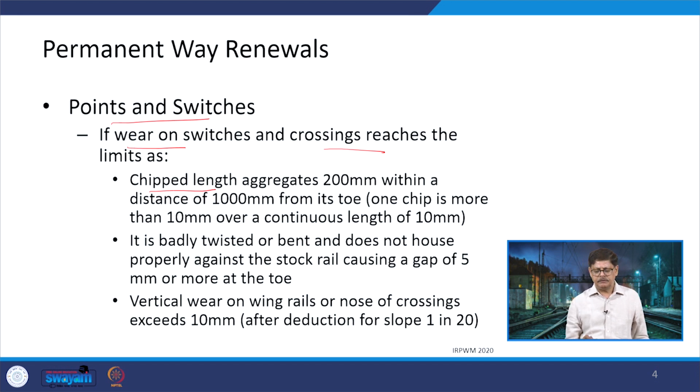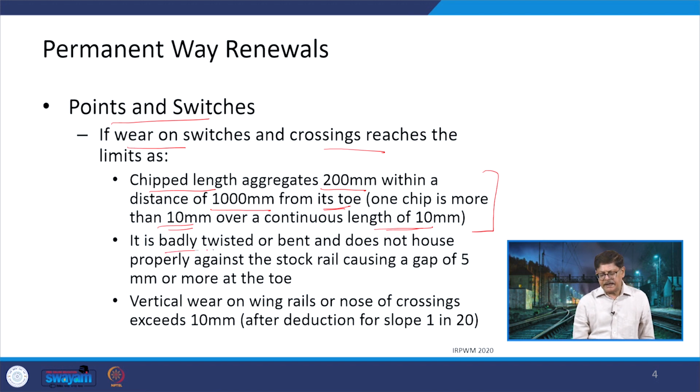Now, this chipped length aggregates 200 mm within a distance of 1000 mm from its toe, and one chip is considered as 10 mm over a continuous length of 10 mm. So, if this is a condition which is happening at any of the switches, then that means there is a requirement for going for a renewal.